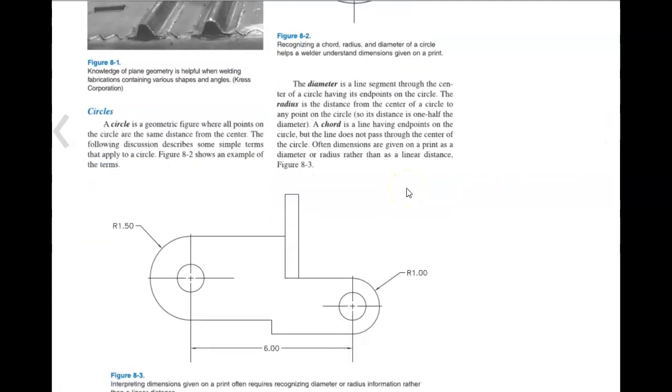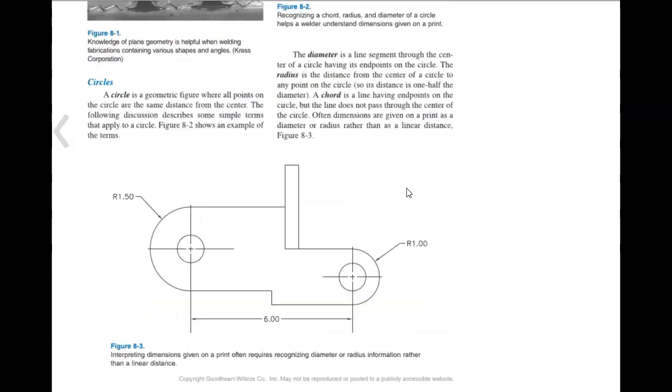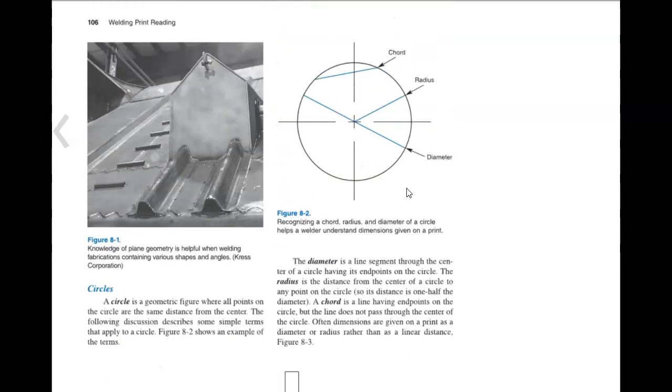Circles. A circle is a geometric figure where all points on the circle are the same distance from the center. The following discussion describes some simple terms that apply to a circle. Figure 8-2 shows an example of the terms. Recognizing a chord, radius, and diameter of a circle helps a welder understand dimensions given on a print.